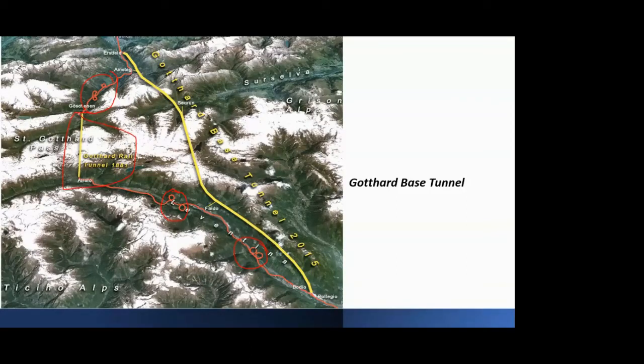As I told you, it's a snow-clad region, so there is heavy snowfall in Switzerland. Every time, some sections or portions of this route were getting disturbed due to this heavy snowfall. So the solution was that they came up with a tunnel, but the length was so much that they required a lot of duration to go through it.